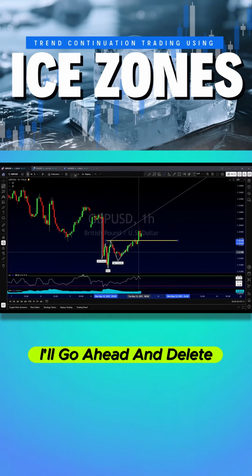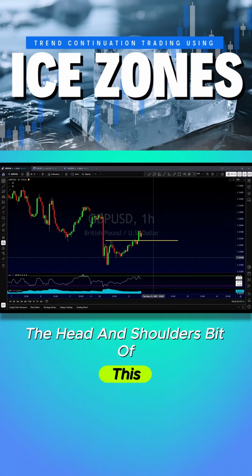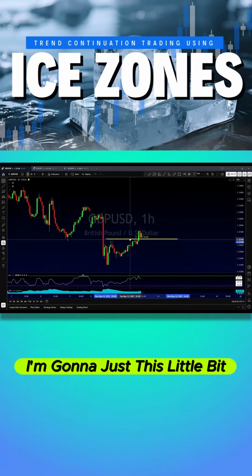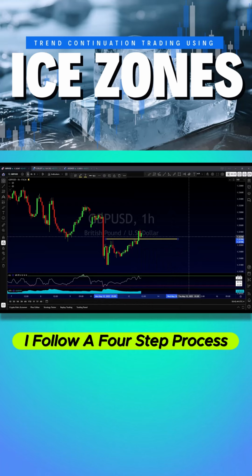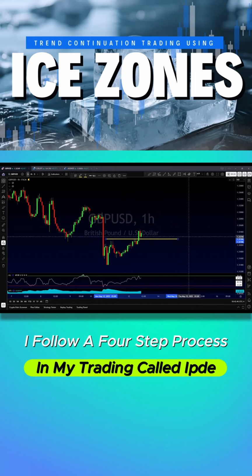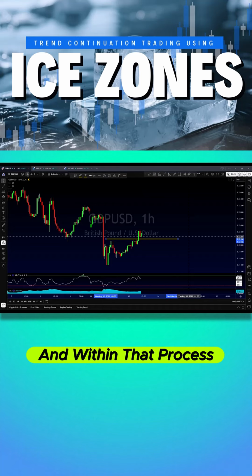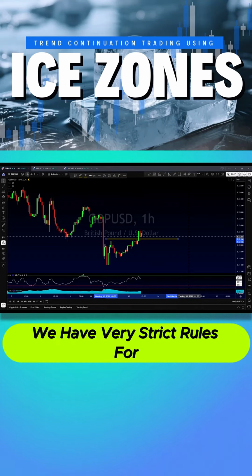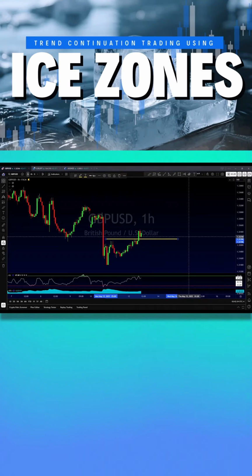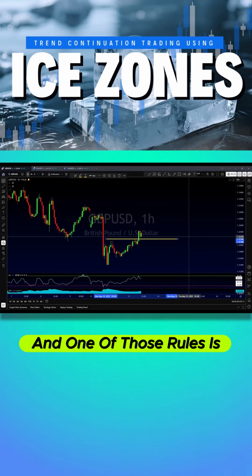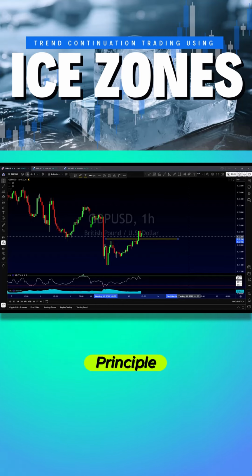I'll go ahead and delete the head and shoulders bit of this so you can see it a little bit clearer. And if you're familiar with my trading style, I'm going to adjust this a little bit. You know that I follow a 4-step process in my trading called IPDE: Identify, Predict, Decide, Execute. And within that process, we have very strict rules for what we see in the market and how it affects our opinions. And one of those rules is the break and close above principle.